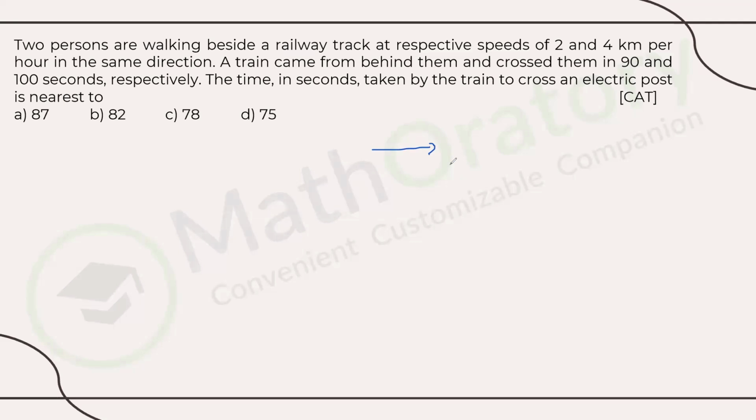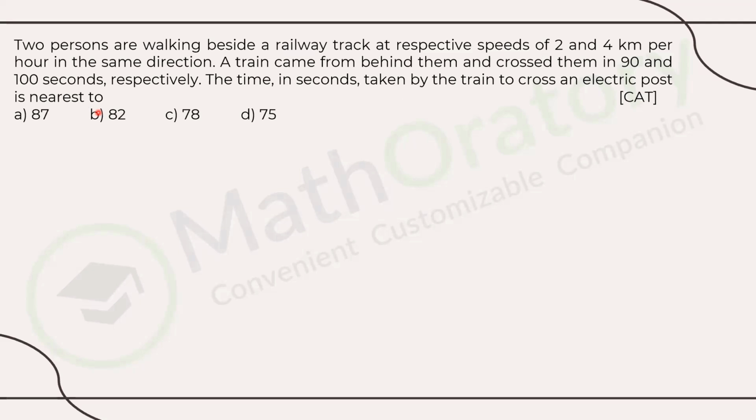So in this particular scenario, we have neither the length of the train nor the speed of the train, right? So we have to assume that to be something to begin with. And also it says the time in seconds taken by the train to cross an electric post is nearest to. It says nearest to, so maybe some approximation will be involved here. But we'll come back to that later on.